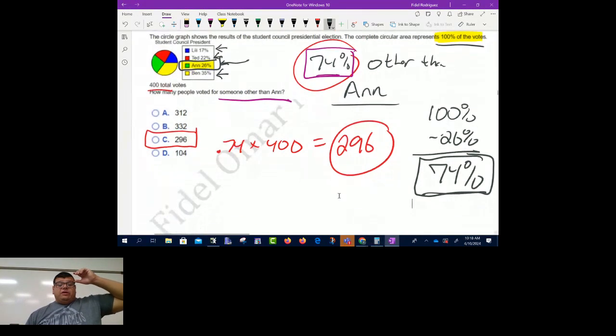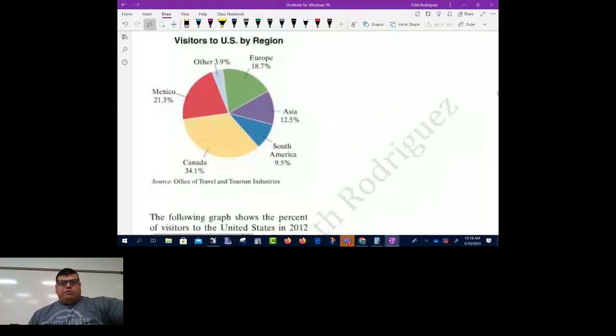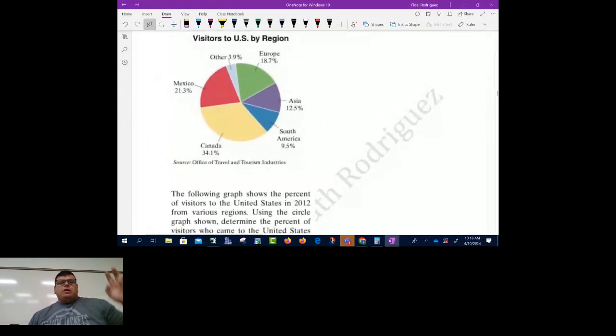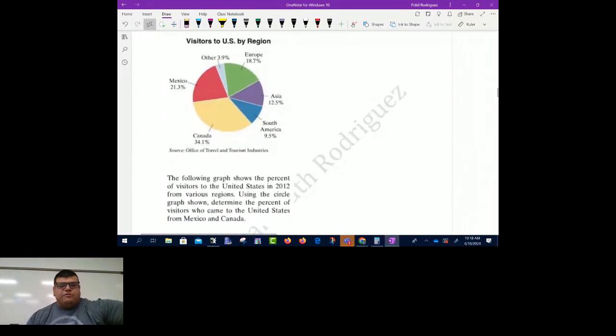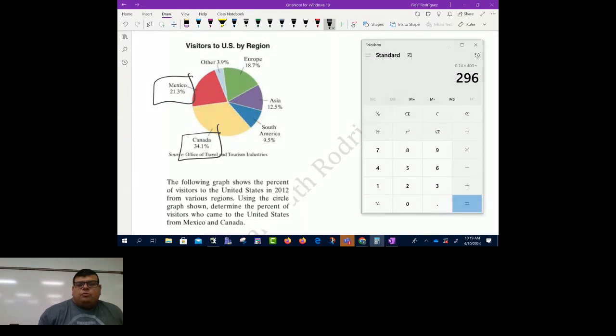All right, y'all, I'm going to scroll down a little bit further. Okay, and let's take a look here. So, y'all, I got another pie chart. Looks like this thing is set up in terms of percentages. And it says the following graph shows the percent of visitors to the United States in 2012. Use the circle graph to determine the percent of people who came to the United States from both Mexico and Canada. So, y'all, all we're going to do here is take the percentage of Mexico, take the percentage of Canada, and we're going to add them, right?